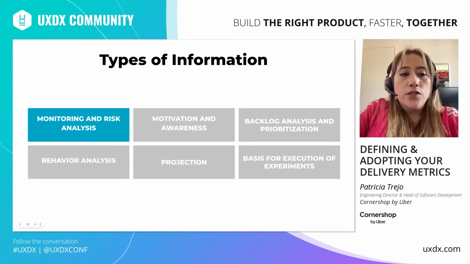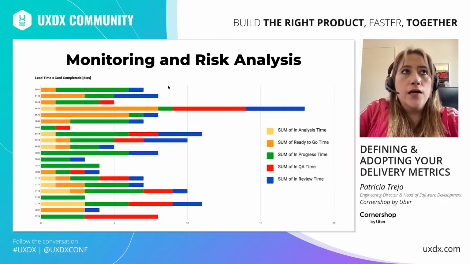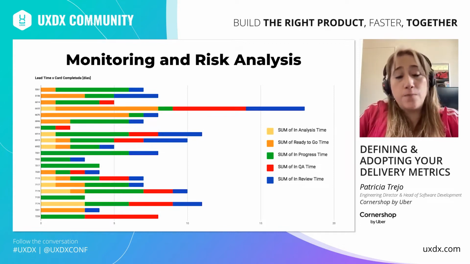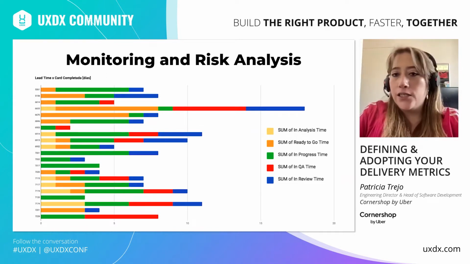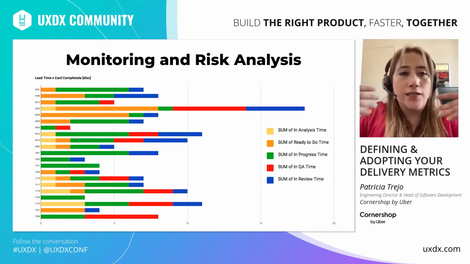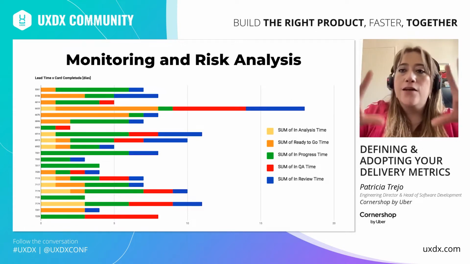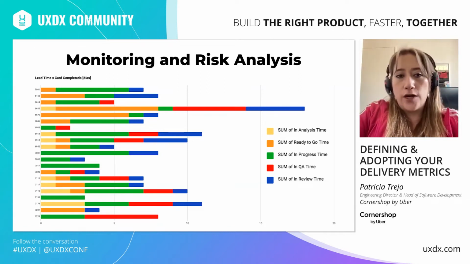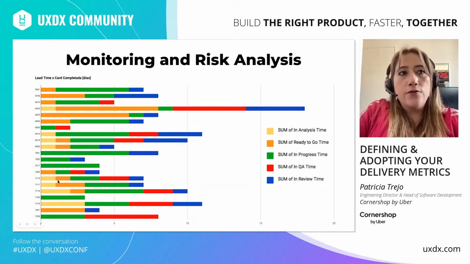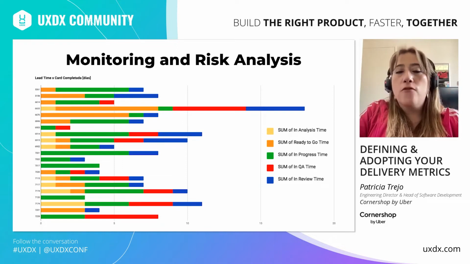The first one is monitoring and risk analysis. First of all, let me explain this graph. This graph shows how much time a card spends in each flow state. We take the flow through an issue tracking tool such as Jira, Rally, Trello, Shortcut, Pivotal Tracker, among others. That's the source of our information, our issue tracker. The vertical axis shows the card IDs, and the horizontal axis shows the number of working days.